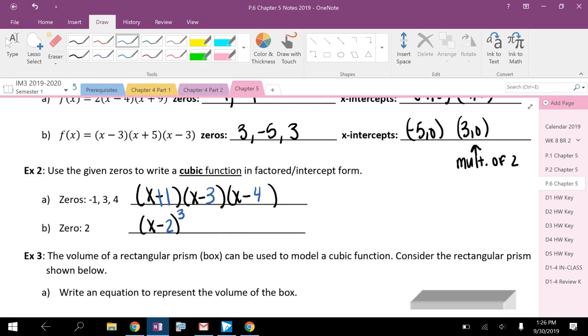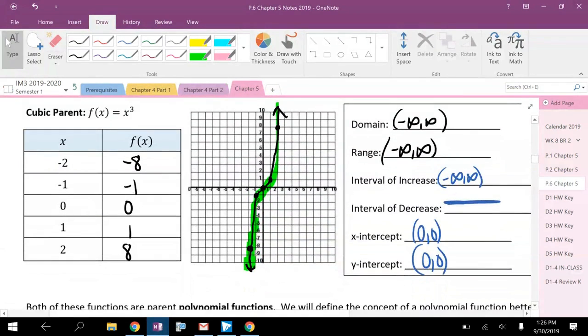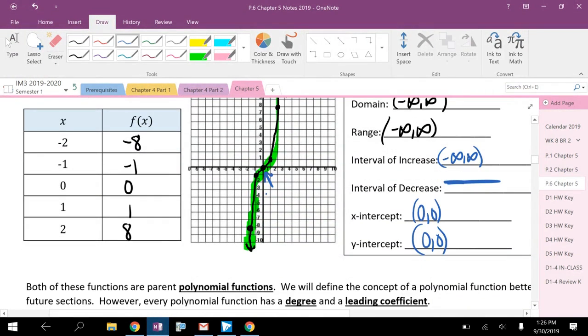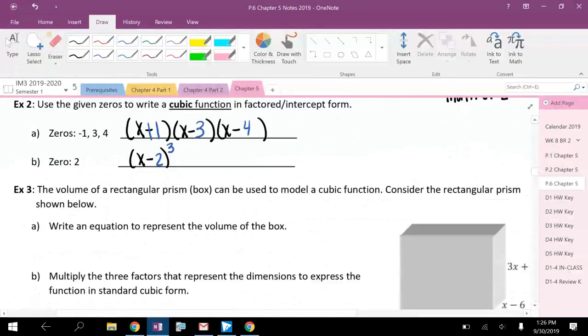And that's kind of like the one on the first page. If I go back really quickly to this first page, this guy, this multiplicity, that 0, has a multiplicity of 3. It only crosses once, okay, when it's supposed to have 3. Again, not super crucial that you understand that vocabulary.